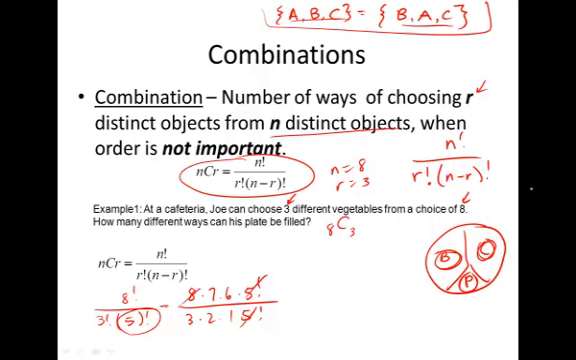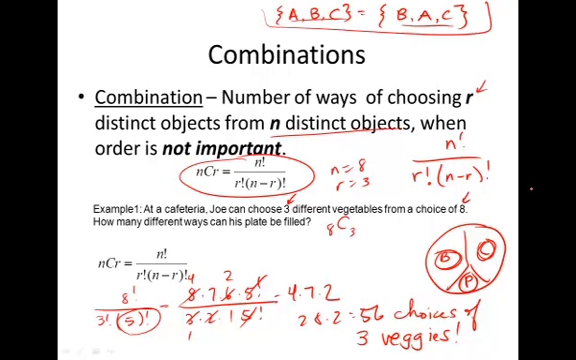Then you can simplify. 8 divided by 2 is 4. 6 divided by 3 is 2. So now I just have 4 times 7 times 2, which is 28 times 2, which is 56 choices of 3 vegetables. So that's the number of combinations of 3 veggies that he can choose from a choice of 8. If you're at a salad bar and there's 8 different kinds of veggies, there's 56 ways that you can have 3 of those. So that's an example of combinations.